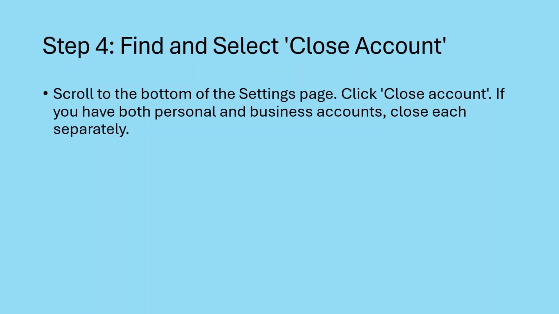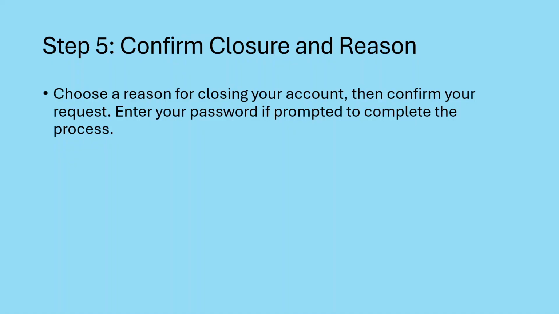Scroll to the bottom of the settings page. Click close account. If you have both personal and business accounts, close each account separately. Step 5. Confirm closure and reason. Choose a reason for closing your account, then confirm your request. Enter your password if prompted to complete the process.